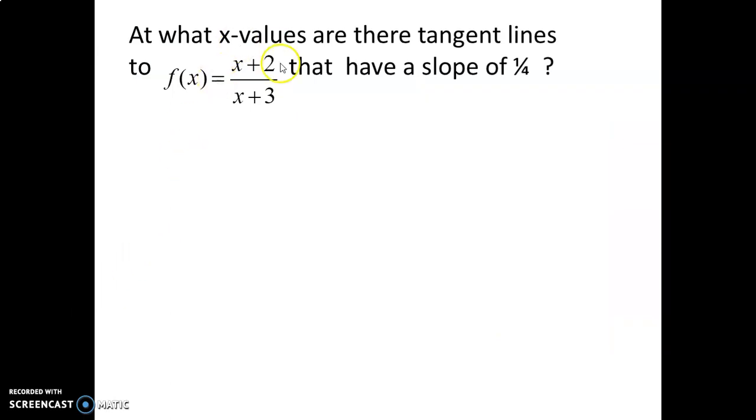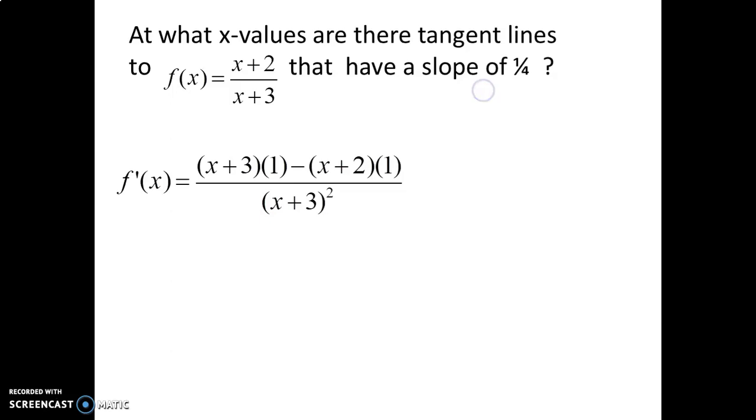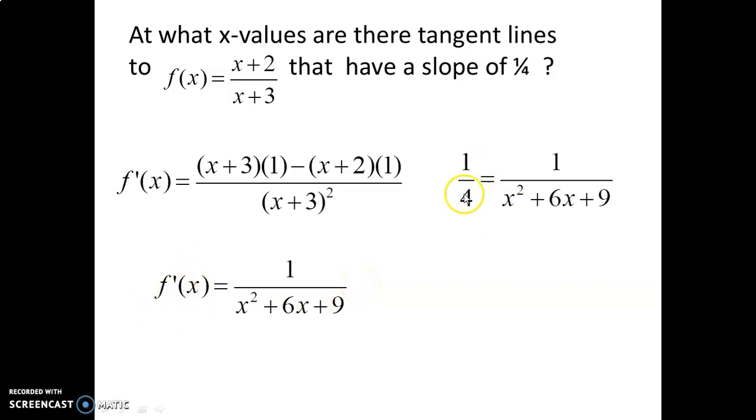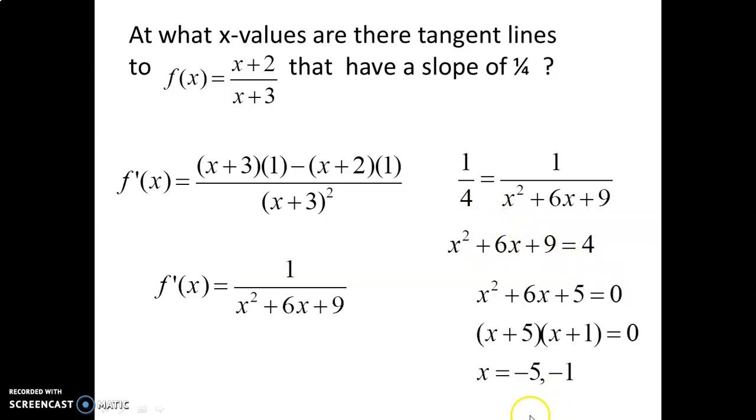Okay, in this one we need to find the derivative and set the derivative equal to 1/4 because the slope is 1/4. So find the derivative by quotient rule, set it equal to 1/4. Okay, this one's tougher for sure. So here's our quotient rule. That simplifies into this. Check your work. Now we know we want the slope, which is the derivative, equal to 1/4. So we set it equal. Notice the numerators are the same, so set the denominators equal, solve that quadratic, and you get that. At those two locations on this graph, the tangent line will have a slope of 1/4.